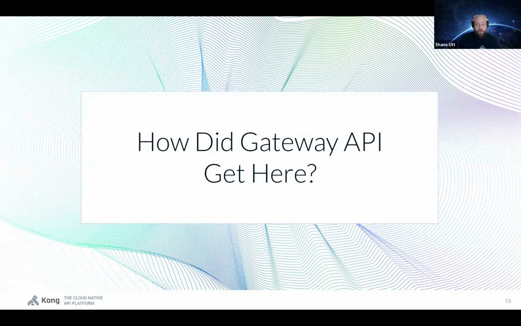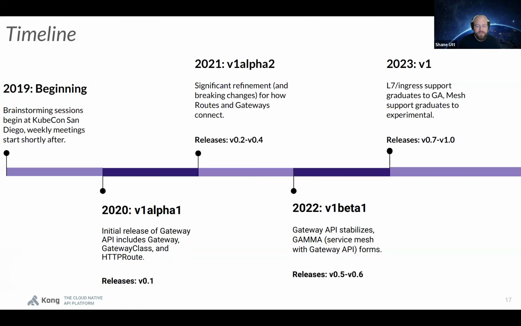So we'll talk about how we got here. How did Gateway API get here? This timeline is taken directly from our talk at KubeCon Chicago, because I think this is going to end up being the timeline we put on our website. It's kind of the official timeline to tell people about the history of the project.